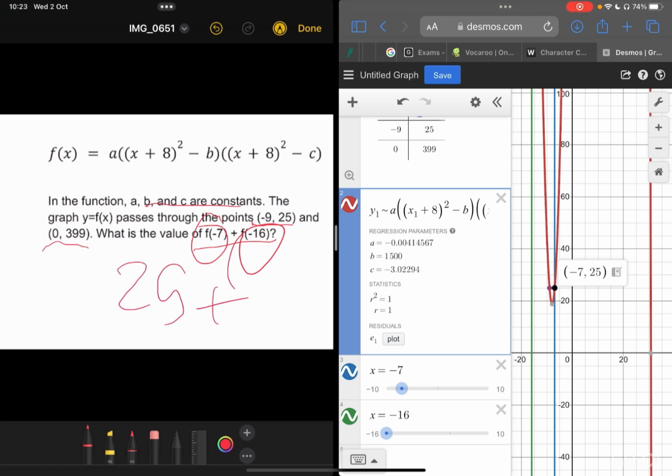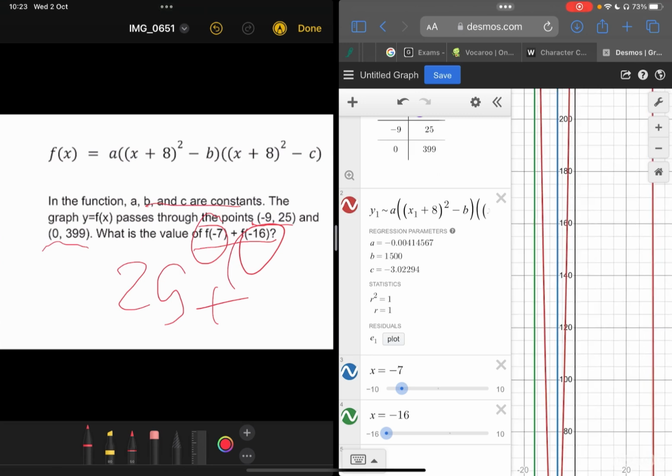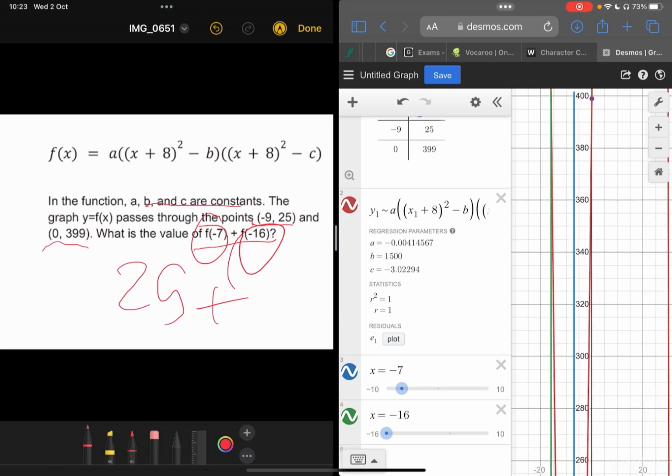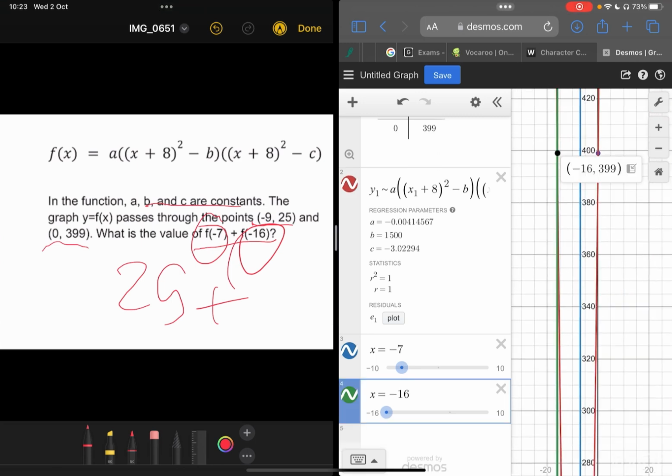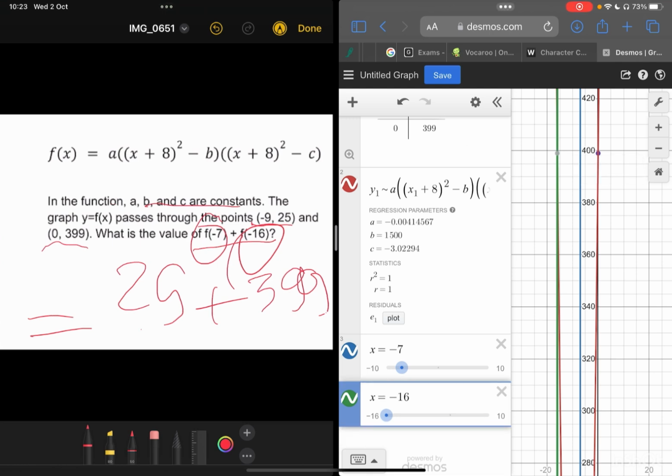For f of negative 16, I'm going to scroll up right over here. Negative 16, 399. So it's 399. So the answer would be, as we put in the calculator, 25 plus 399, which is 424. That's the value of f of negative 7 plus f of negative 16.